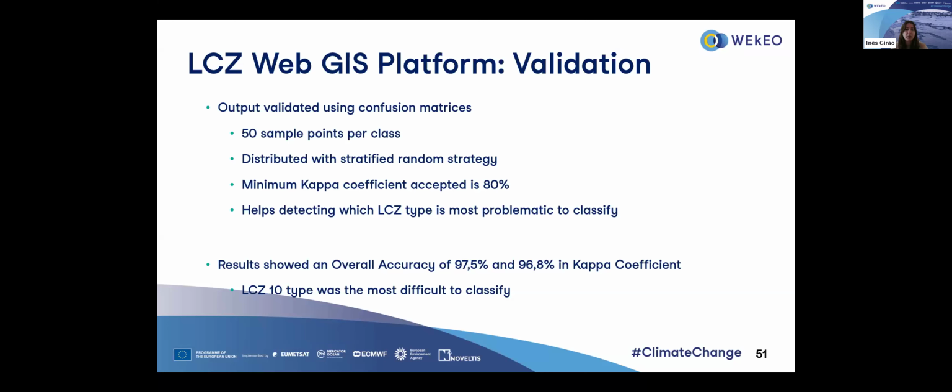The platform generates 50 reference points per class, selected through a stratified random approach. These points are then compared manually or referenced with LCZ labels, allowing us to compute common accuracy metrics, such as overall accuracy, that in this case yields 90%, and the kappa coefficient that in this case yields 96%. One interesting finding is that LCZ 10, so heavy industry, constantly shows the lowest classification confidence. So it's a tricky class to yield.